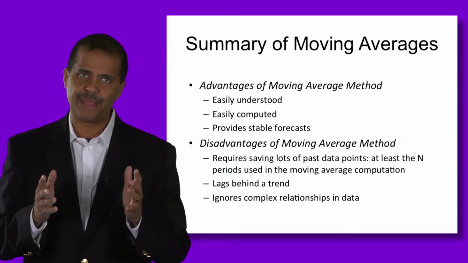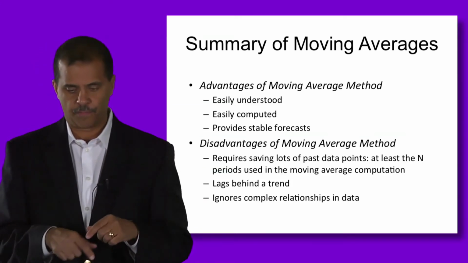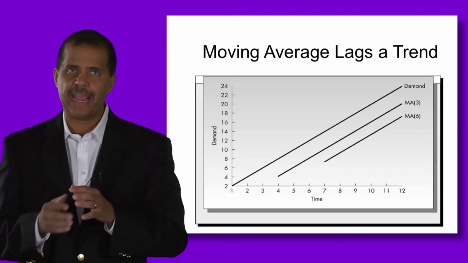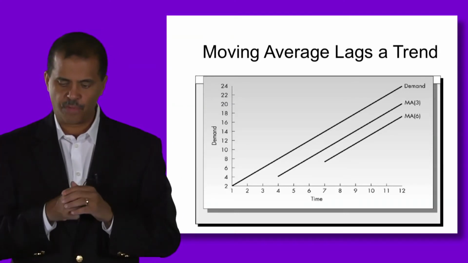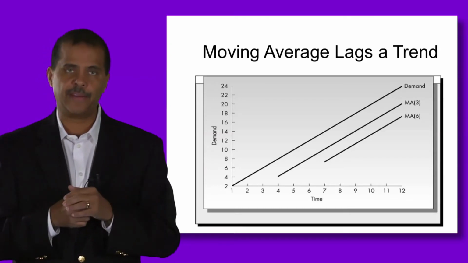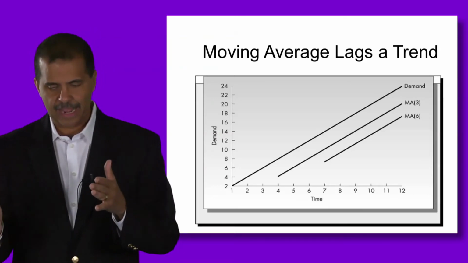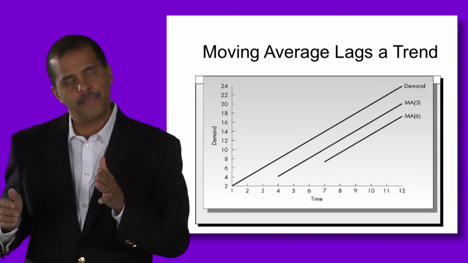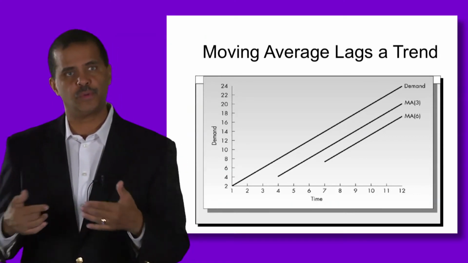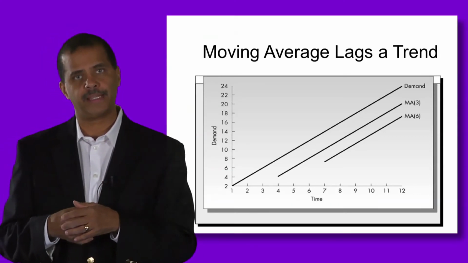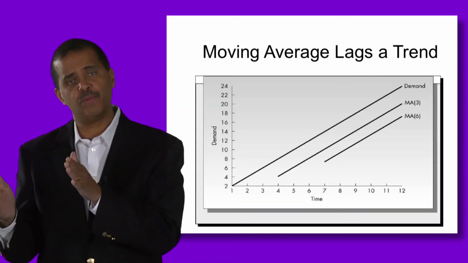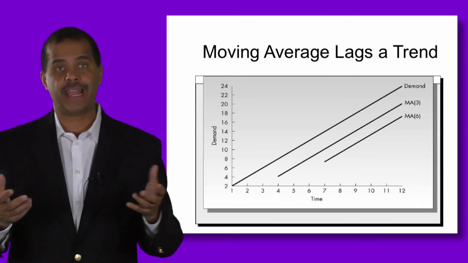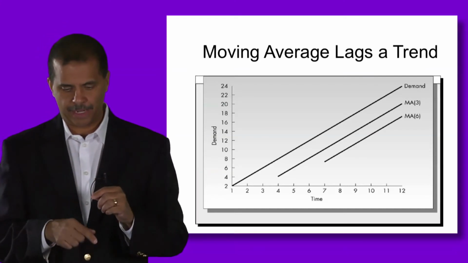You can note here some advantages as well as some disadvantages for moving averages. One thing to be concerned about, as illustrated in this graph, is that you have the moving average for 3 months, MA3, and for 6 months, MA6. They are lagging behind the actual demand. That's important because, for example, if you have an inventory of pharmaceuticals or surgical supplies, the moving average may lag behind the actual demand, and you could have some shortages. So that's something to keep in mind.